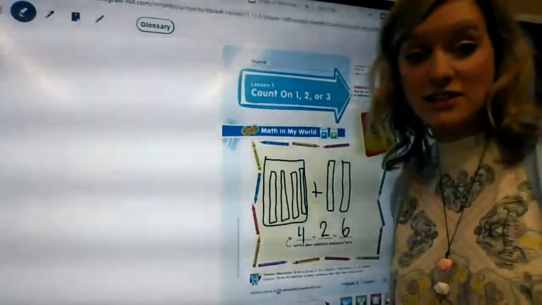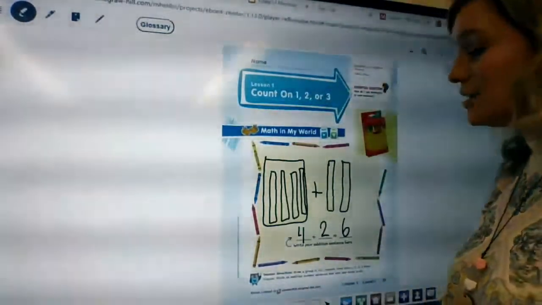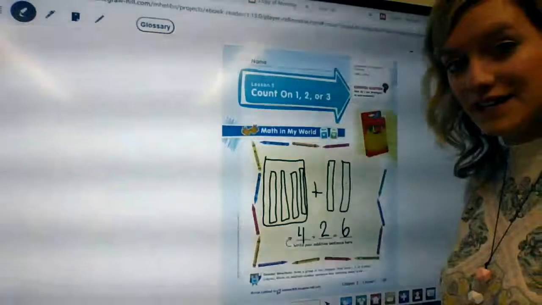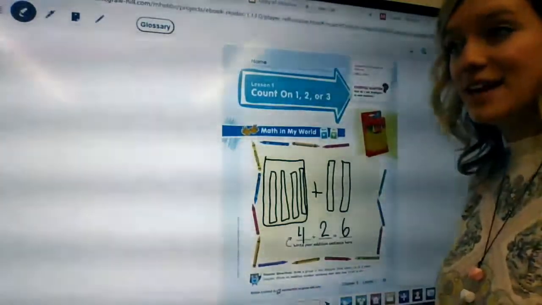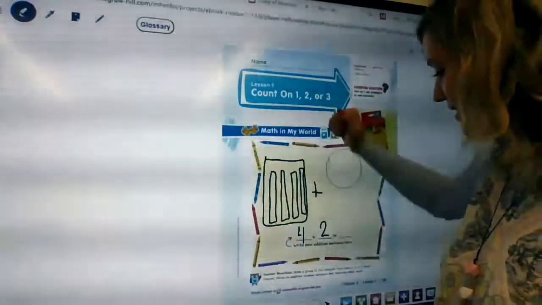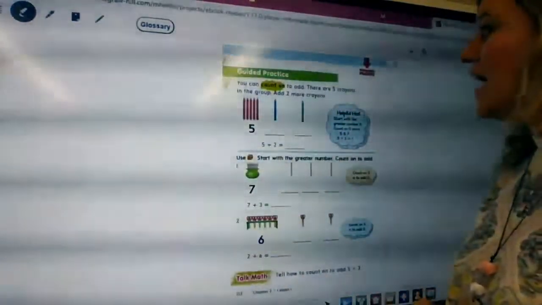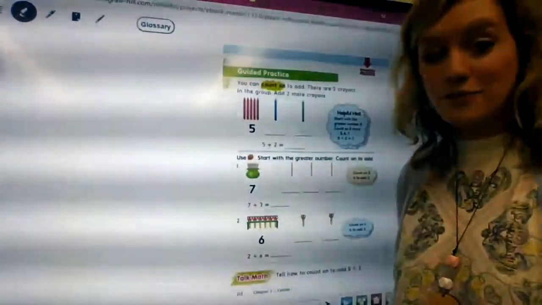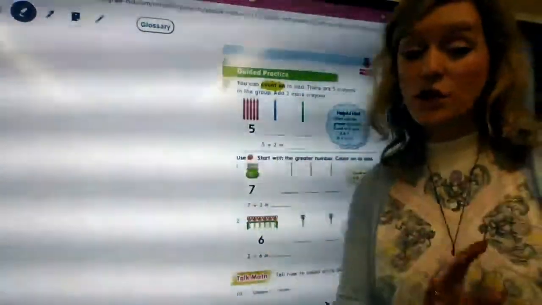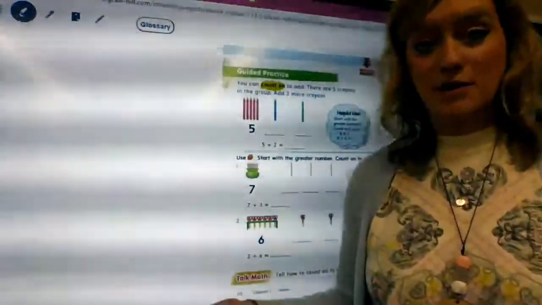Your answer might look different because you might have chosen to add only 1 crayon or 3 crayons. So go ahead and pause me now while you finish that, and then unpause me when you're ready for the next page. All right. Hopefully it went good and that your answer was close to mine. Our answers probably would have been close, but they're different depending on what number you chose.